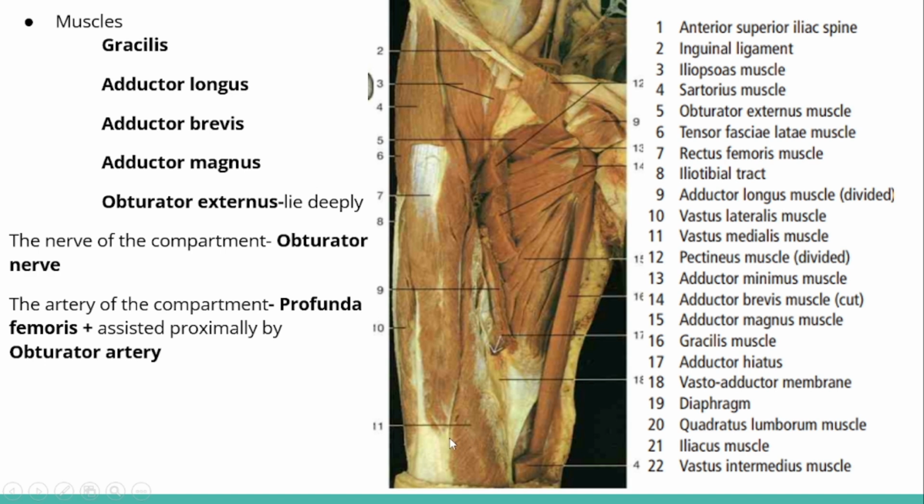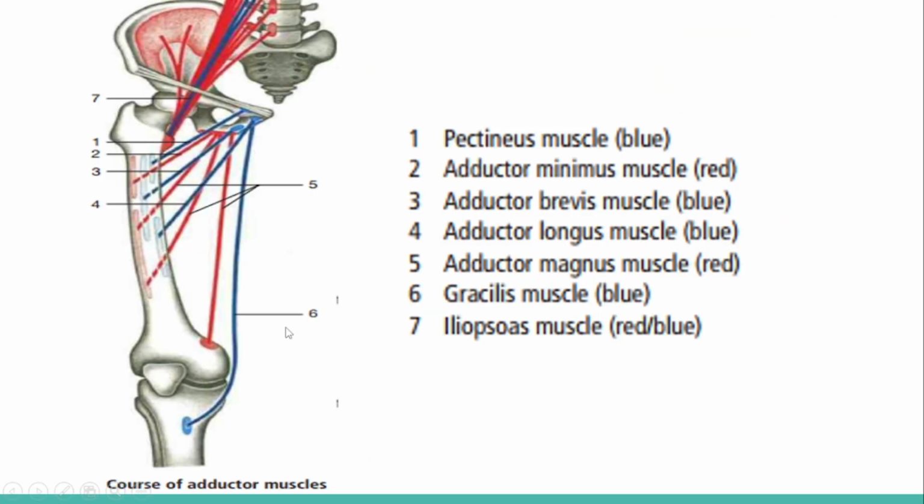The artery for this adductor or medial compartment is the profunda femoris artery, the deep branch of the femoral artery. This artery is assisted by the obturator artery with regard to the blood supply of the medial compartment. And the nerve is the obturator nerve. This is for you to understand the muscle origin and attachment of the medial compartment.